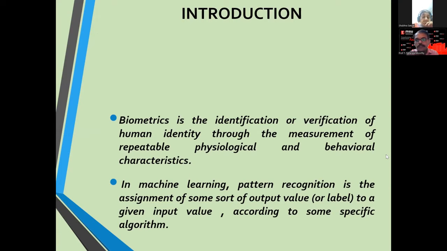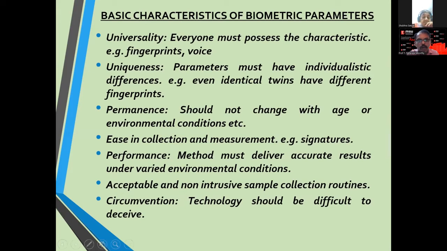Next, basic characteristics of biometric parameters. First is universality. Everyone must possess the characteristics like fingerprint, voice. Next, parameters must show individualistic differences. For example, even identical twins have different fingerprints. Permanence: it should not change with age or environmental conditions.